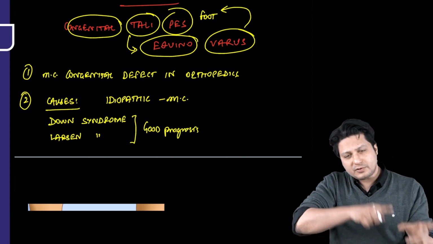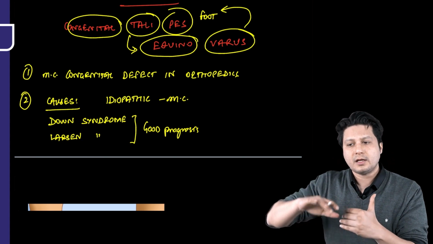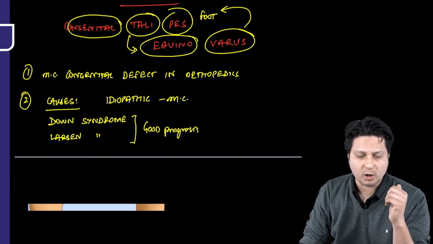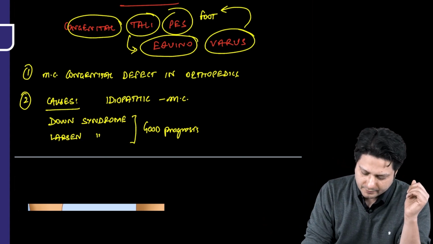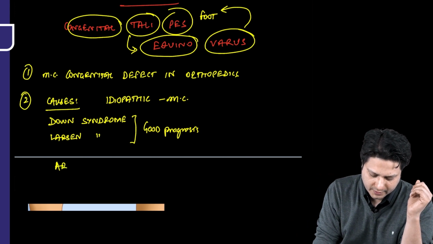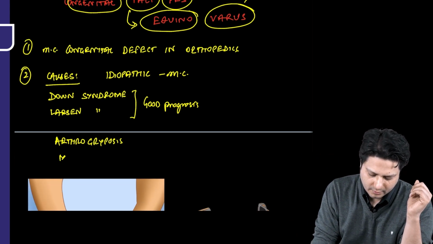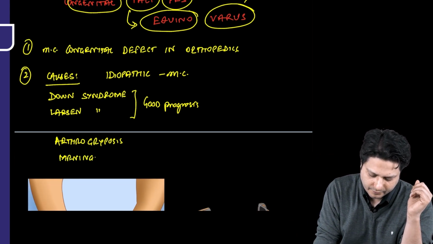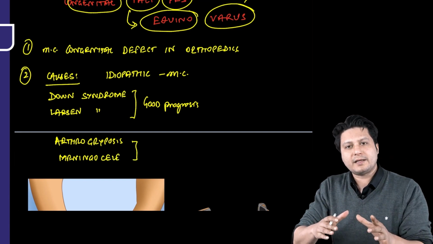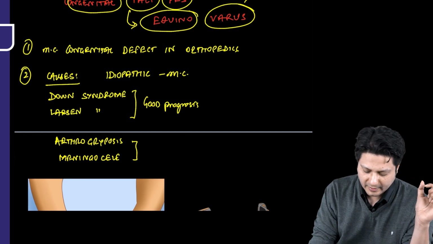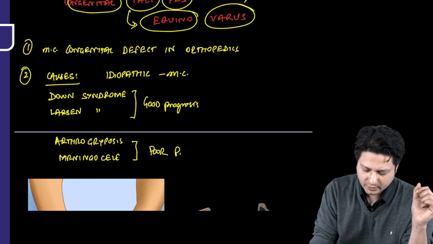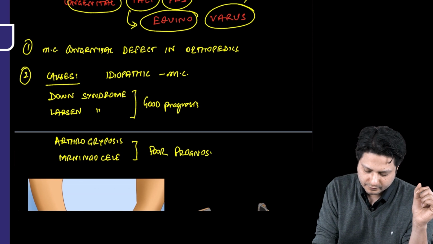But if the same CTEV deformity is present with any other syndromic abnormality, like arthrogryposis or meningocele, then it would have a poor prognostic outcome. So it will have a poor prognosis.